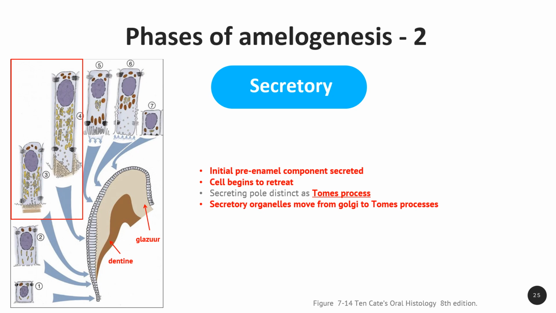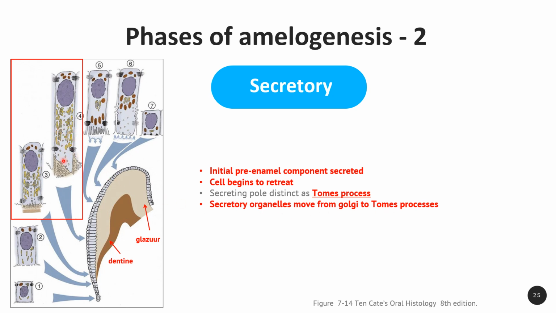They secrete a pre-enamel component. You can see this represented here by this dashed line. The secreting pole is this triangle shape here. This is called the Tomes process. It's very easy to recognize under the microscope, and it's a very distinctive part of the development of ameloblasts into their functional state. The organelles move towards the Tomes processes and they begin to secrete.